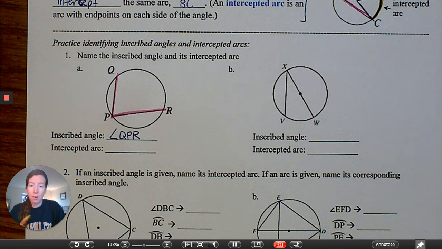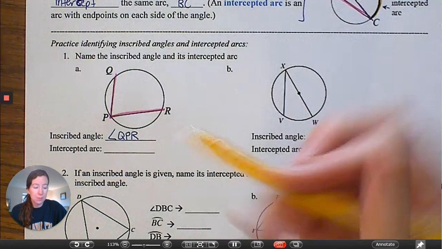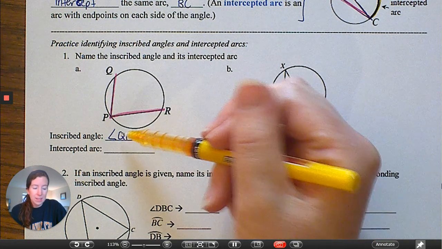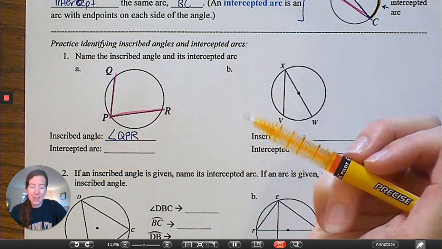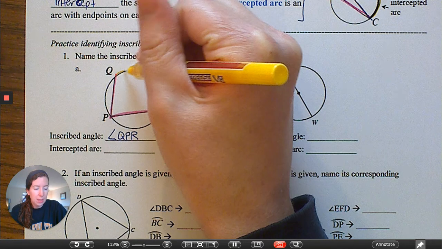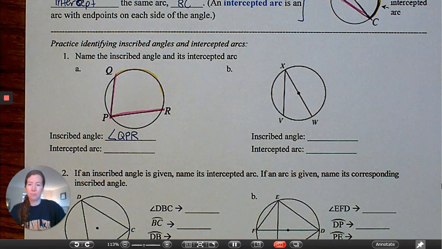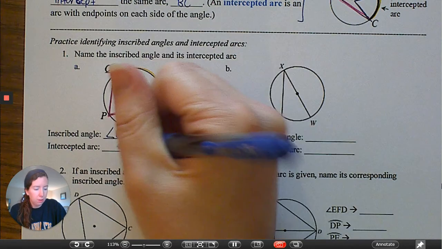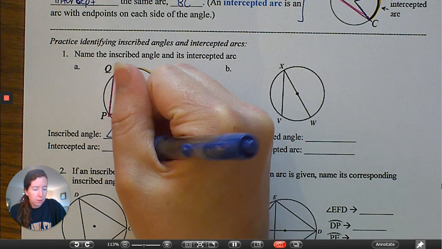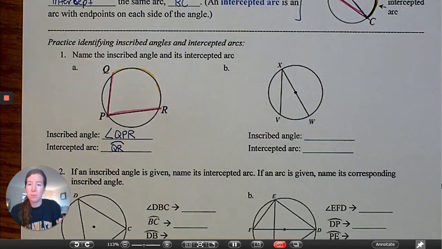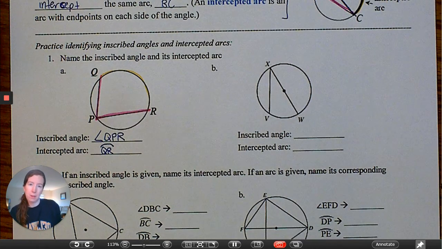Now, what arc does that intercept? Easy way to tell it, if you can name the angle correctly, it's going to be the first and the last letter, because those are the endpoints of the angle. So it's going to be arc QR. And remember, we put the curve above it to signify an arc. Again, you could have said arc RQ, and that would have been the same thing. All right, pause and try to do B on your own.